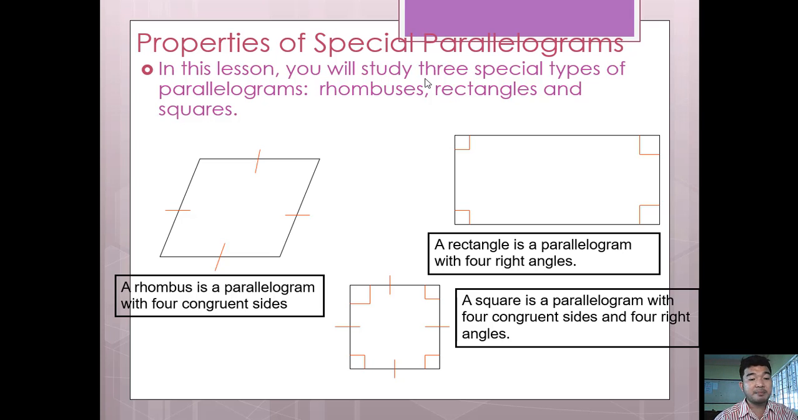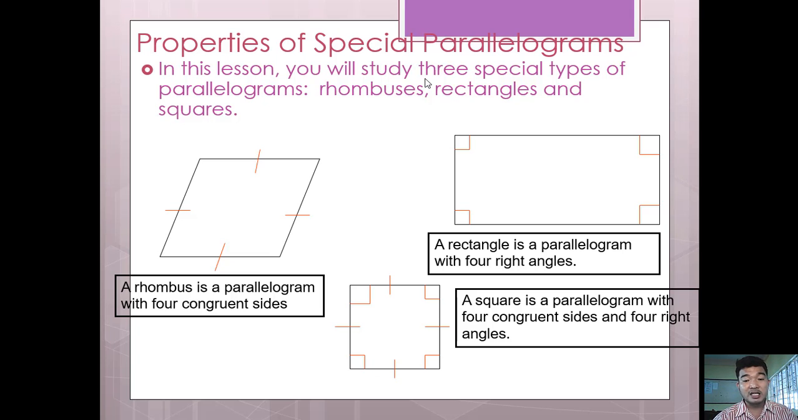A rhombus is a parallelogram with 4 congruent sides. So that's the property of a rhombus. All sides are equal, meaning if the measurement of one side is equal to 10 centimeters, then the measurement of all the sides are all 10 centimeters.